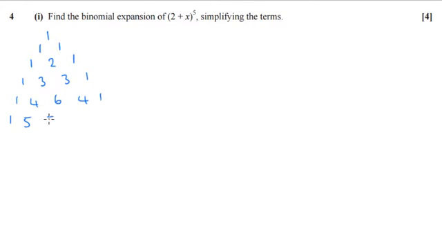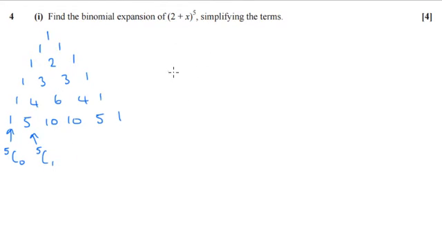So 1, 5, 10, 10, 5, 1. Or these numbers can also be generated by doing 5C0, 5C1, 5C2, 3, 4 and 5. So because I've got the numbers here, I'm just going to use the numbers straight away, but you might have calculated 5C1 and 5C2, etc.